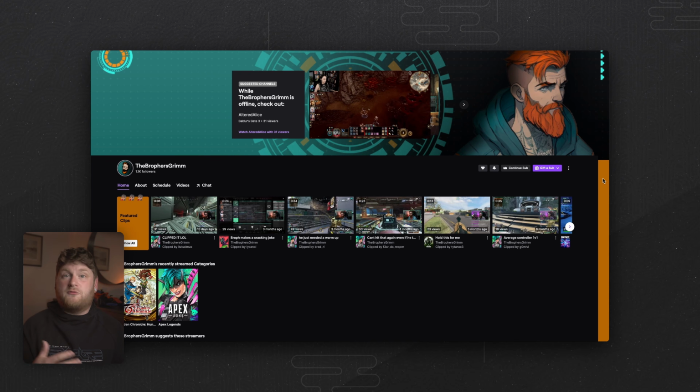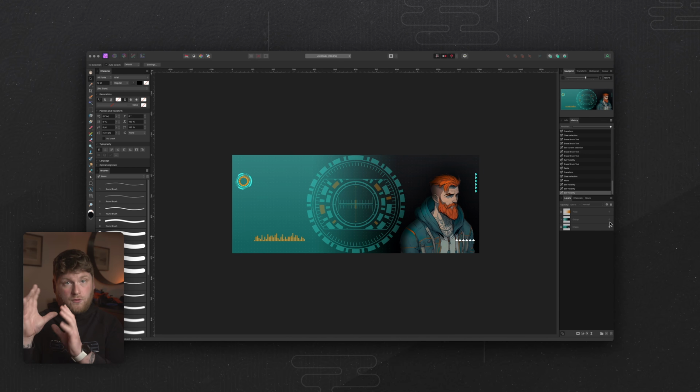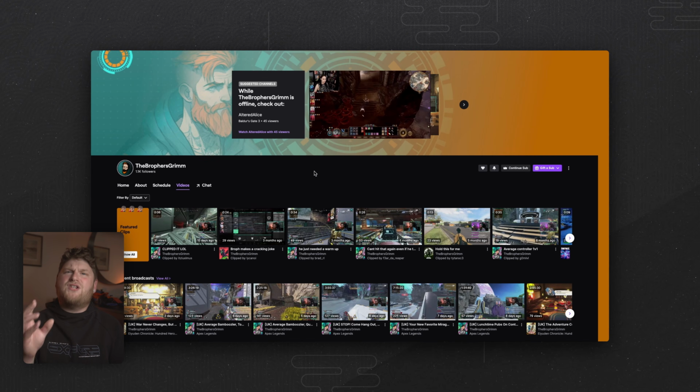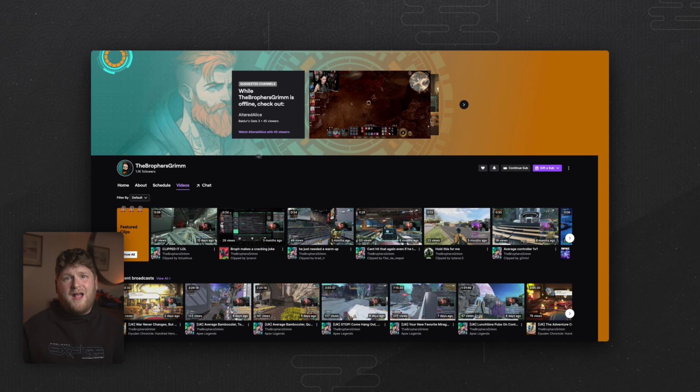So for example, if I was Brophers here, I would take the main image on the right hand side, place it on the left, and then add a steady gradient into the channel color he selected on the right. This is precisely what I did with my own profile, and it doesn't have this harsh contrast break on the right hand side anymore. But hey, if that's what you're wanting, then go for it.